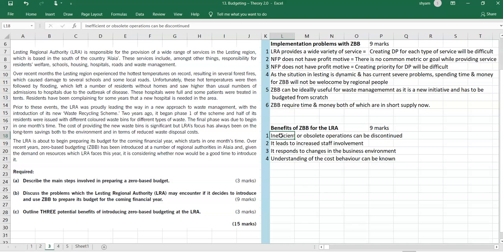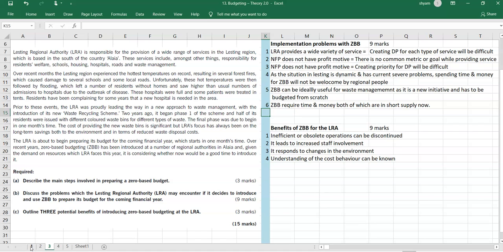Okay, so for example, hospital, welfare and all, these are continuous operations, so their inefficiency can be discontinued, and the staff will be quite involved in making the regional authority better, so that might lead to betterment. And changes in business environment, we can't say business environment, we can say changes in the environment. Okay, so whenever there's a flood, the problem with ZBB is it cannot adapt within the year to everything. Once it has been set, it is set, we can't change. So that also you can put as a drawback.